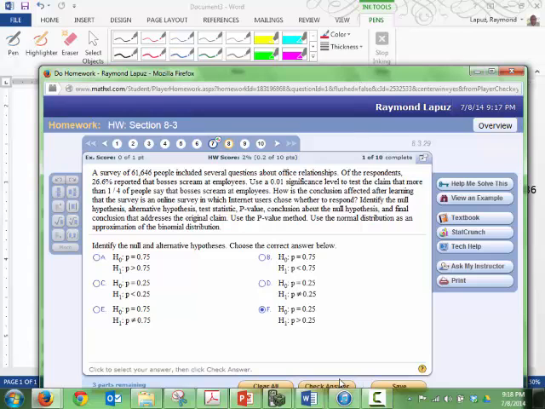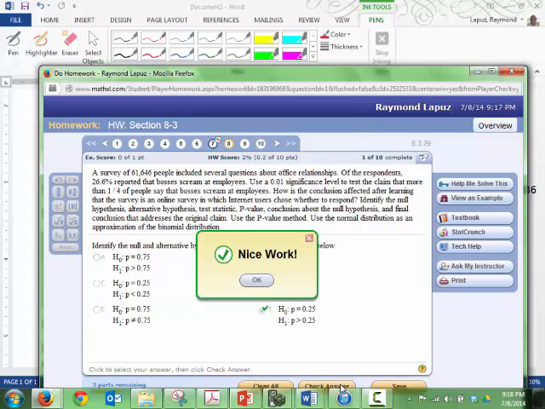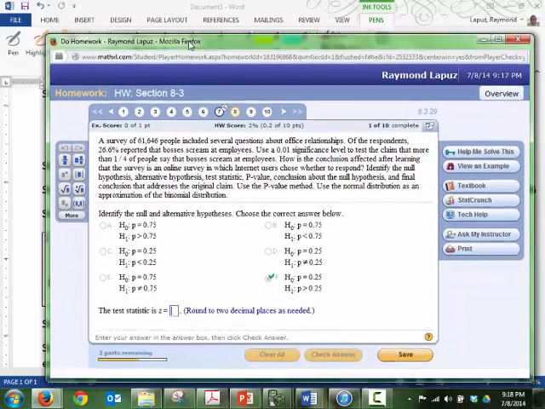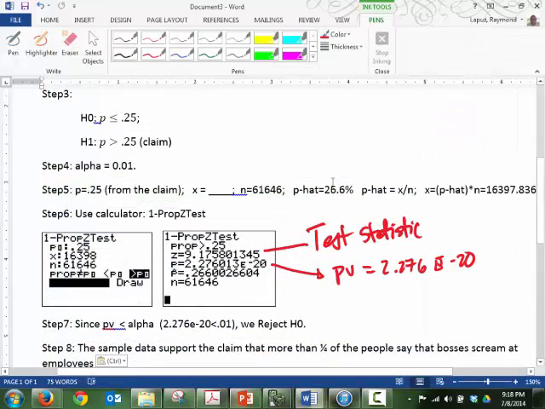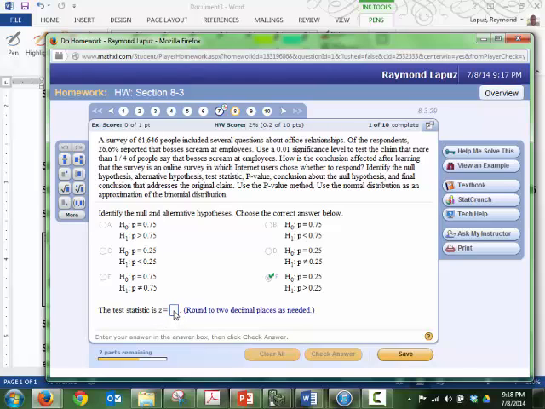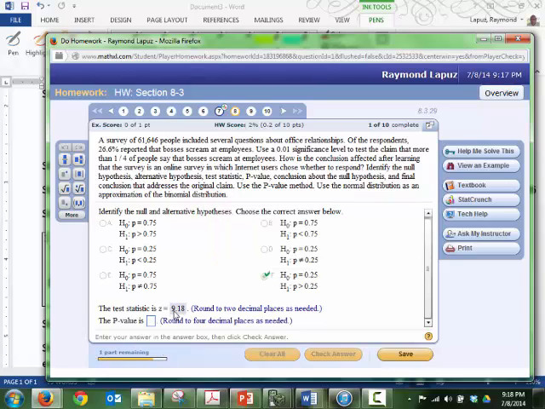Let's check the answer. Nice work. What's our test statistic? Our calculator was able to find that for us. 9.18, 2 decimal places, 9.18. Nice work. What is the p-value? Round off to 4 decimal places as needed.